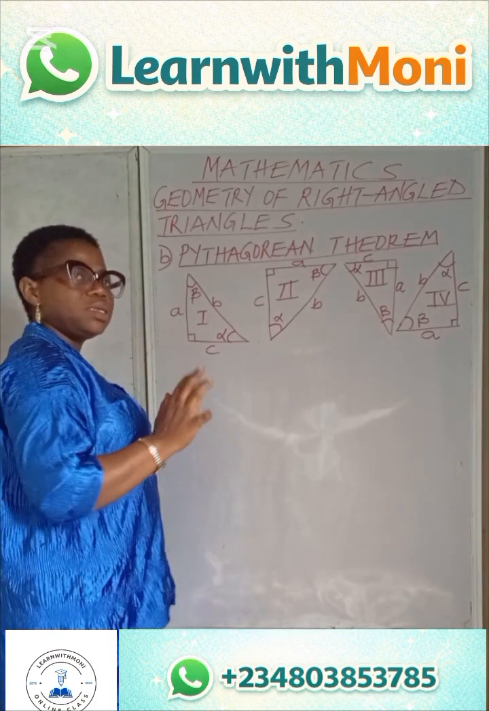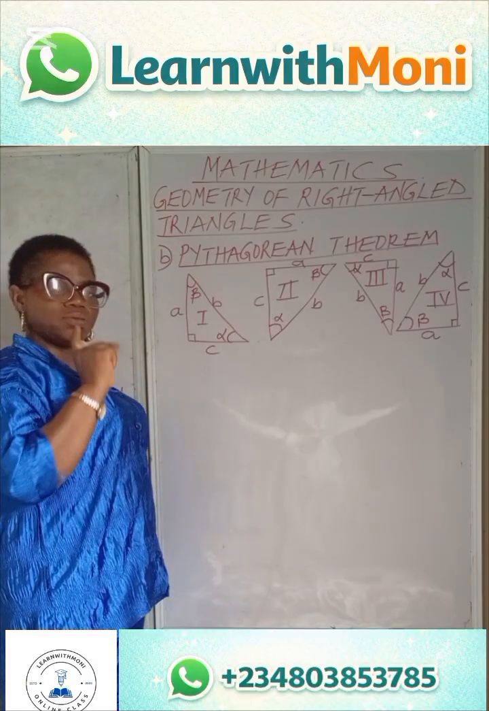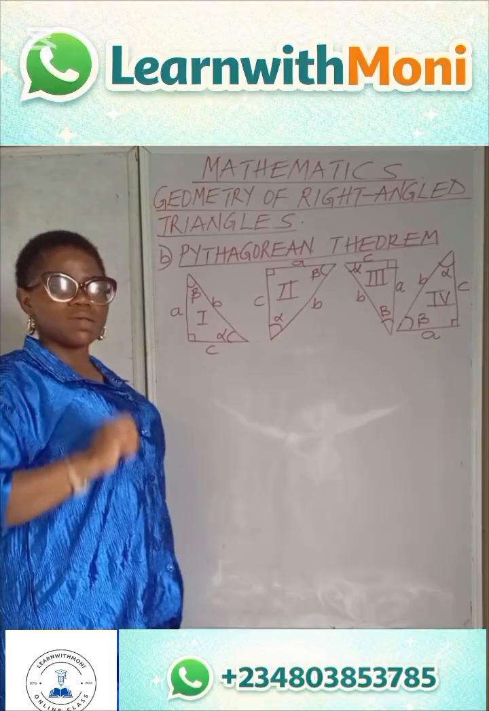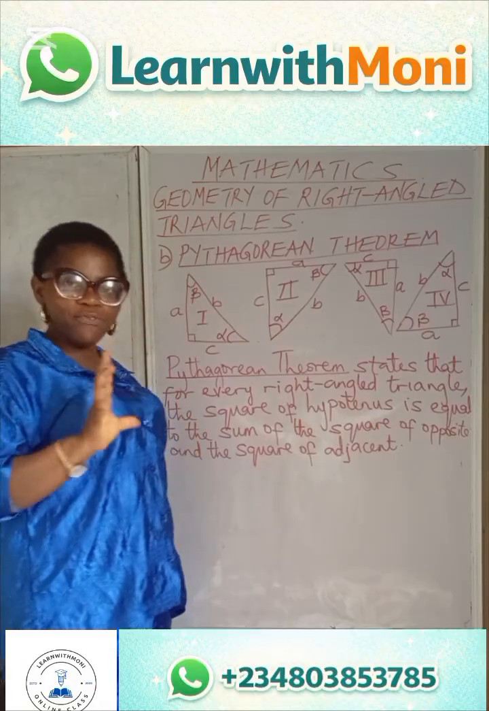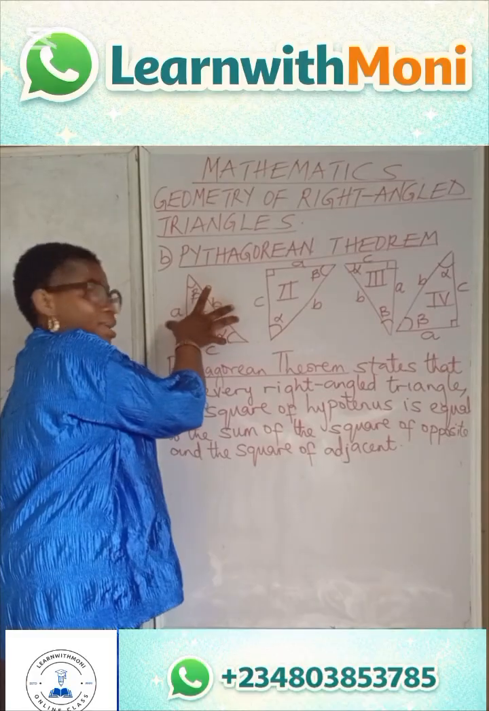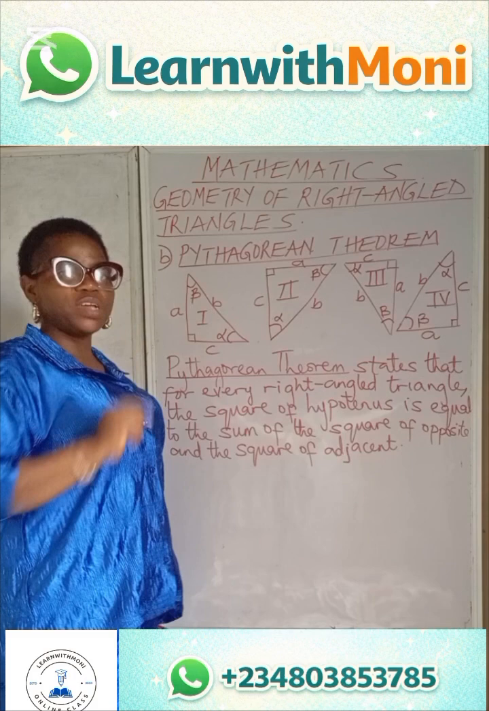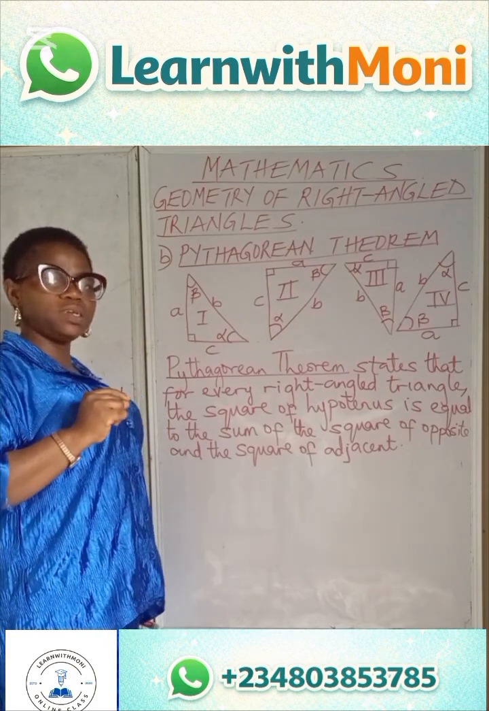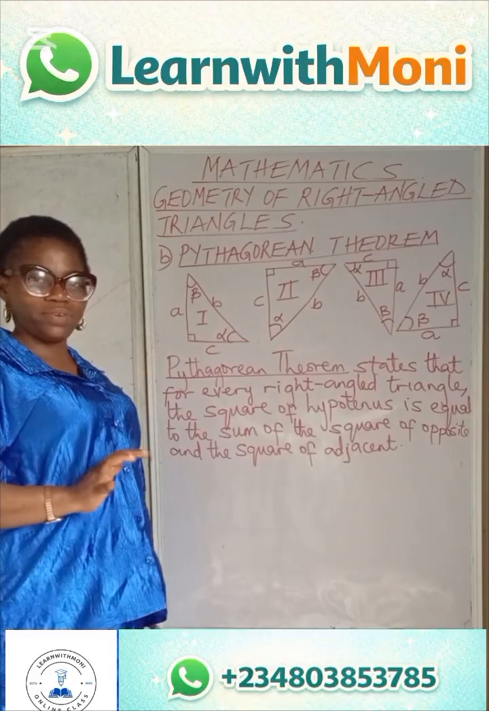There is a theorem that compares the 3 sides of a right-angled triangle, and that theorem is called Pythagorean theorem. What does Pythagorean theorem say? Pythagorean theorem states that for every given right-angled triangle, whether your right angle is like 1, 2, 3, or 4, the square of its hypotenuse is equal to the sum of the square of its opposite and the square of its adjacent. That statement is very simple.